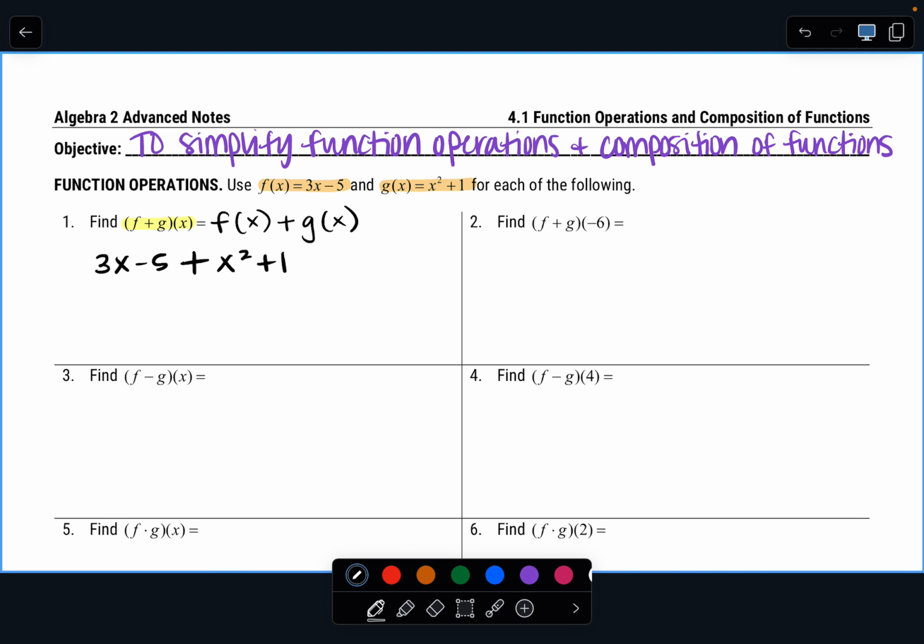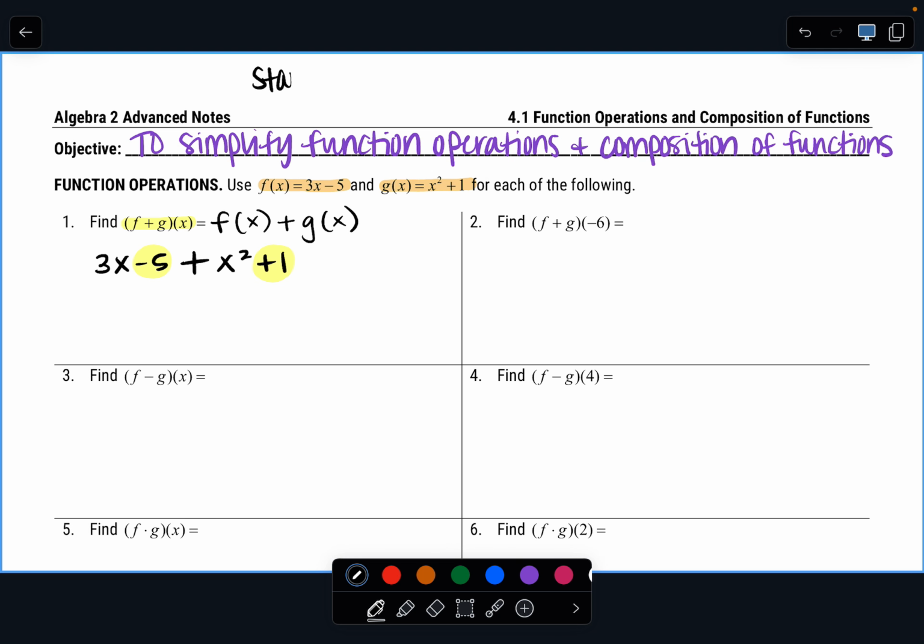For addition, the order you put things in does not matter, so I'm just going to leave it alone. The only two things in this problem that can be combined together are the minus 5 and the positive 1. Now, for the most part, we don't require that you put things in a certain order, but a lot of the time what you'll see is the standard form for a quadratic.